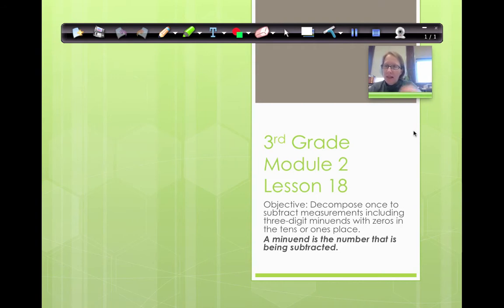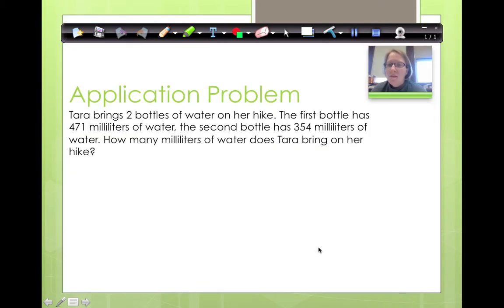Now, our objective today is that we're going to decompose a ten to subtract measurements, including 3-digit minuends, with zeros in the tens or ones place. Now, look down here. If you wonder what a minuend is, it's the number that is being subtracted. That's all it is. Okay, so that gives you a clue that we're going to be doing some subtraction.